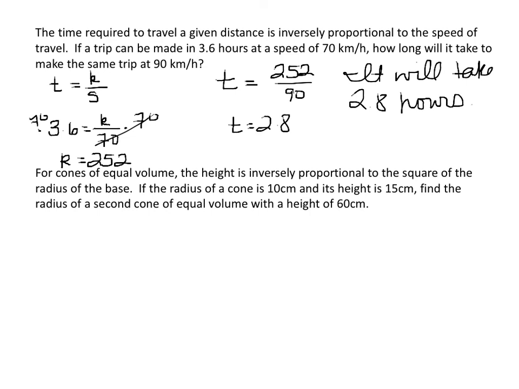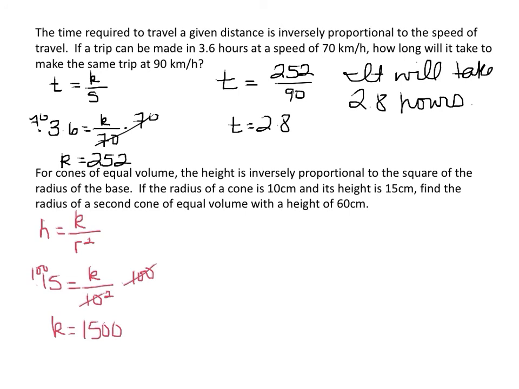The last one, it says, for cones of equal volume, the height is inversely proportional to the square of the radius of the base. So the height is inversely proportional to the square of the radius of the base. If the radius of a cone is 10 centimeters and its height is 15, stop right there. They're giving you the information you need. Height is 15, the radius is 10. So you multiply both sides by 100, and you get that K is 1500.